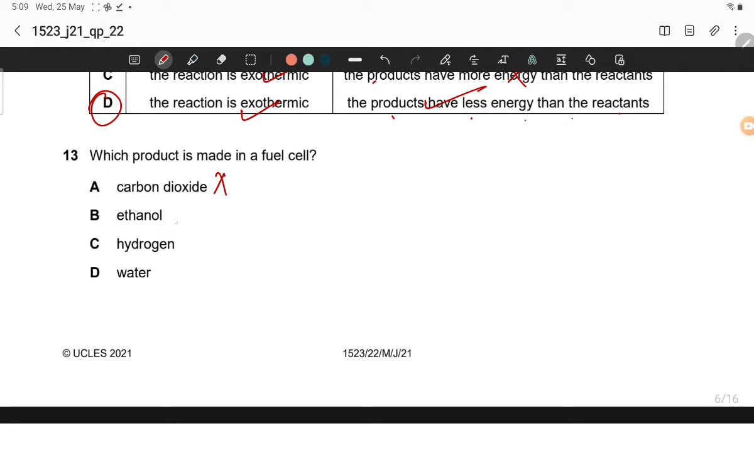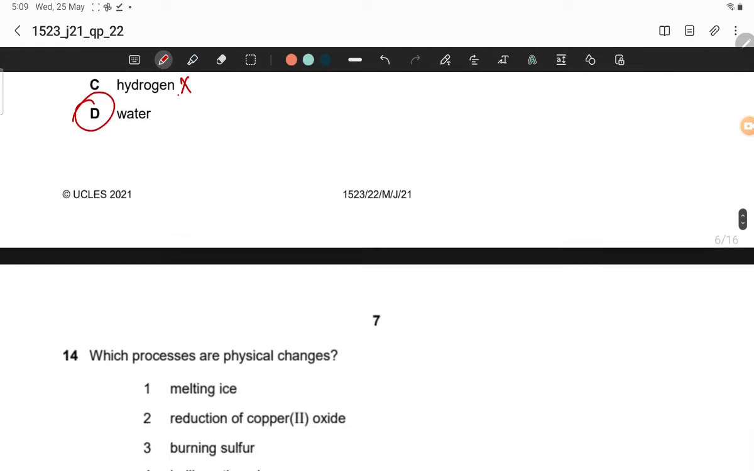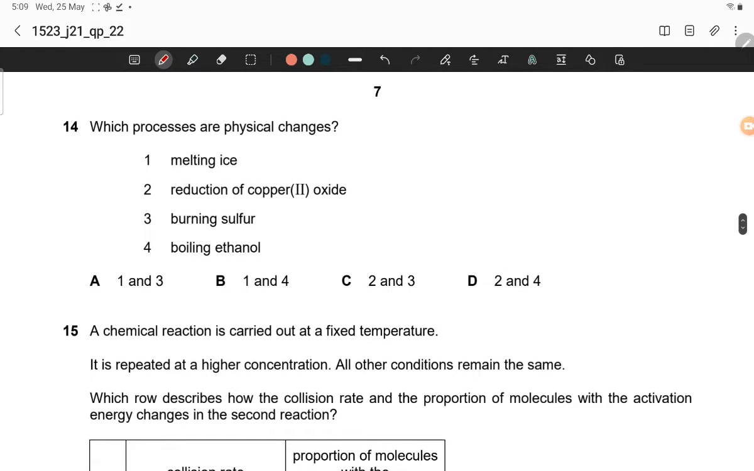Carbon dioxide, not ethanol, not hydrogen, it is water. Which processes are physical changes? Melting of ice. Melting is a physical change.